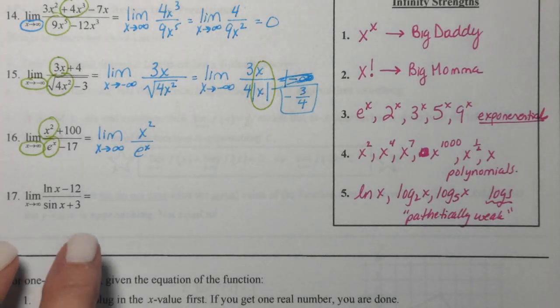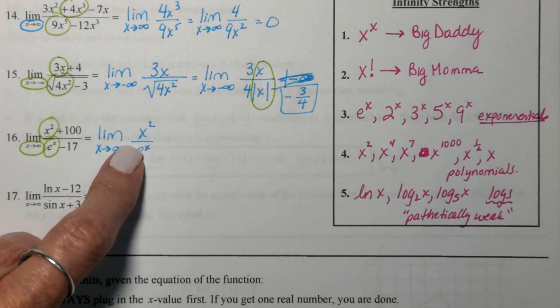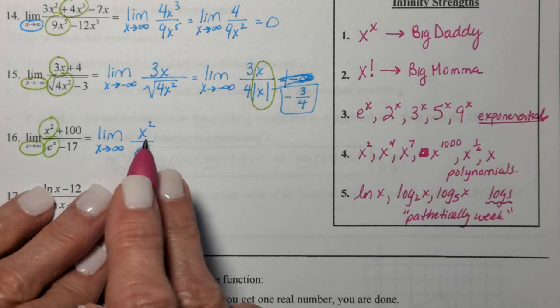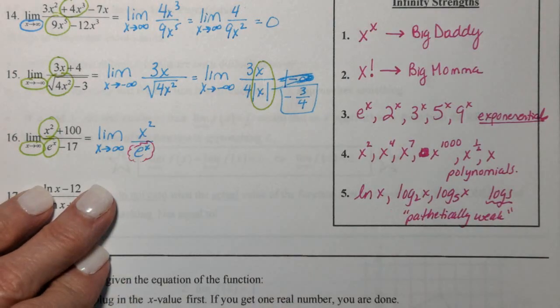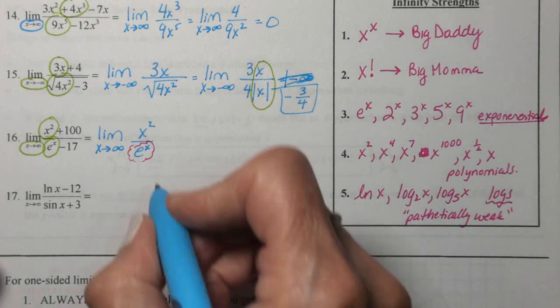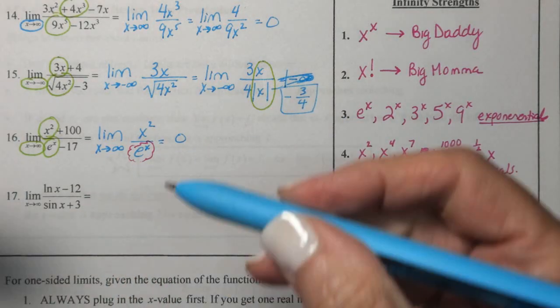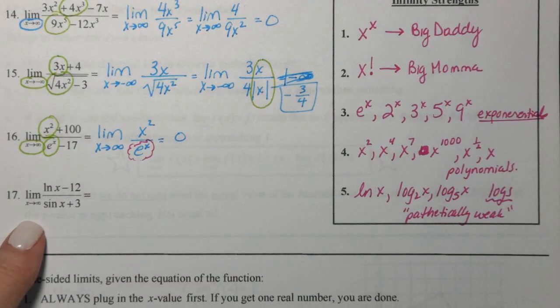Okay. So here, where's my stronger infinity? Exponentials are stronger than polynomials. So the strength is down here. And since the strength is in the bottom, this whole thing is going to 0. If the strength was on top, the whole thing would be going to infinity. One more of these.